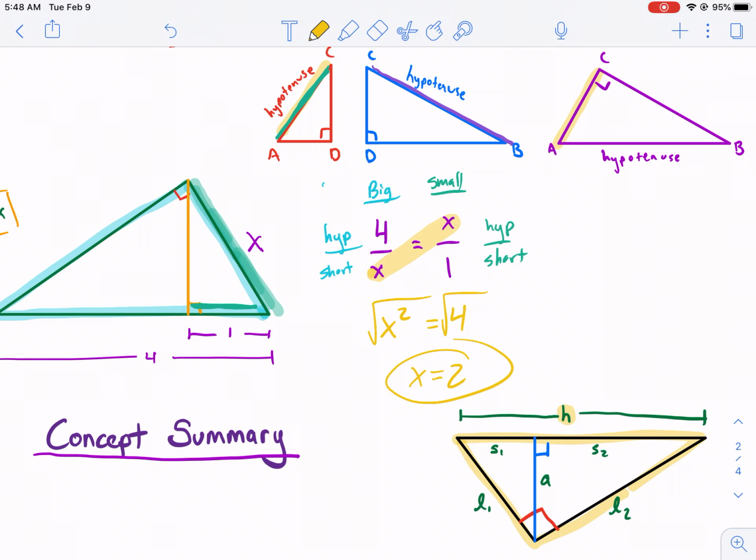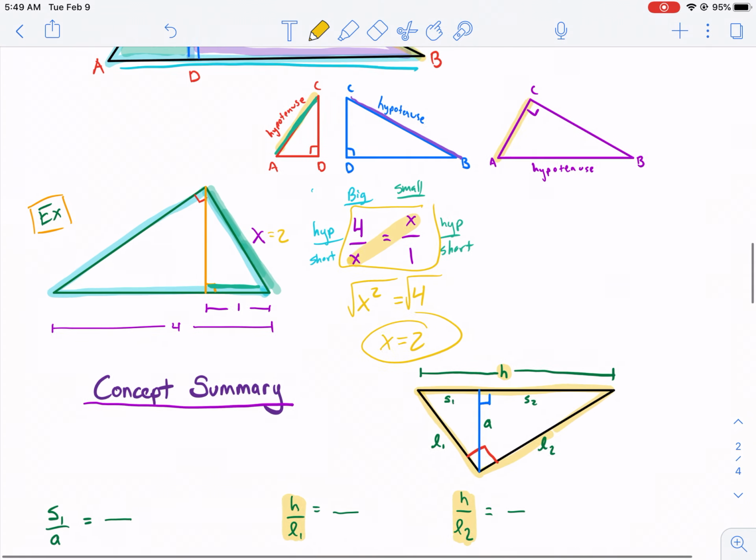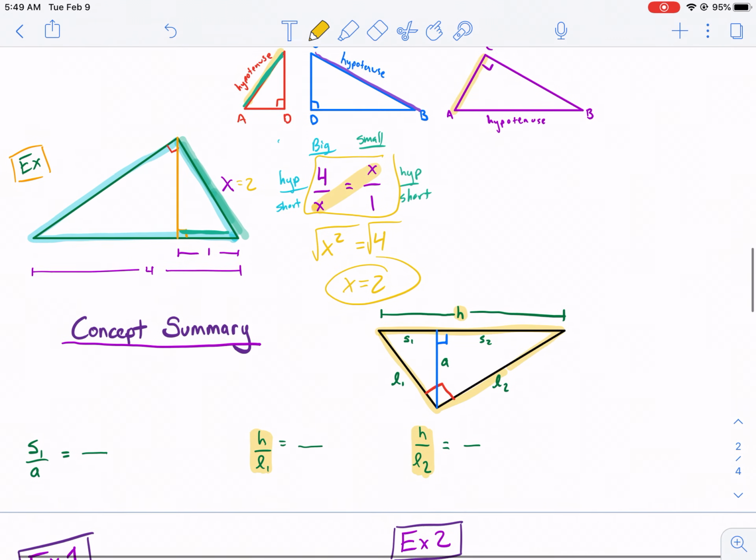So anytime I see this geometric mean, you can just take the square root of whatever that other side is, 4 times 1. So the square root of 4 times 1, and you get your answer. So we have x equals 2, and that's how we do geometric mean for the hypotenuse leg similarity theorem.